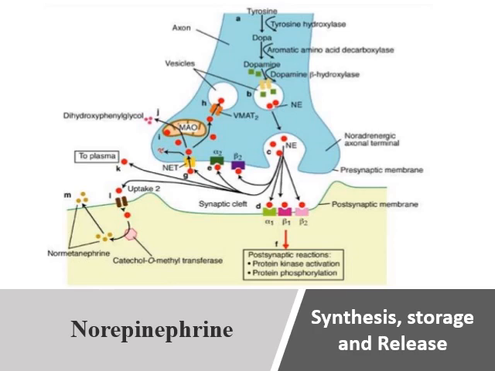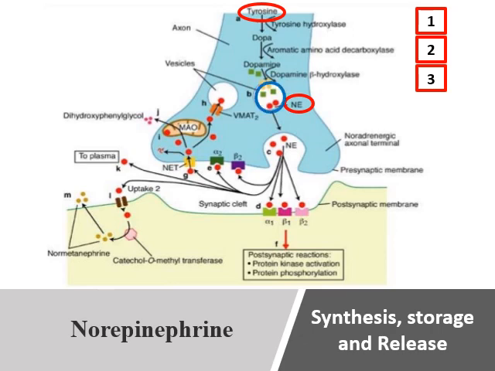Now, norepinephrine synthesis, storage, and release. Norepinephrine is synthesized in the terminal endings of the adrenergic nerve fibers. It's also secreted from the adrenal medulla with adrenaline. In the cytoplasm of the adrenergic nerve fibers, the amino acid tyrosine, by the hydroxylase enzyme, changes into DOPA. DOPA, by the decarboxylase enzyme, changes into dopamine. Dopamine, by the hydroxylase enzyme, changes into norepinephrine. Norepinephrine is stored in granulated dark vesicles bound to ATP and a protein called chromogranin.